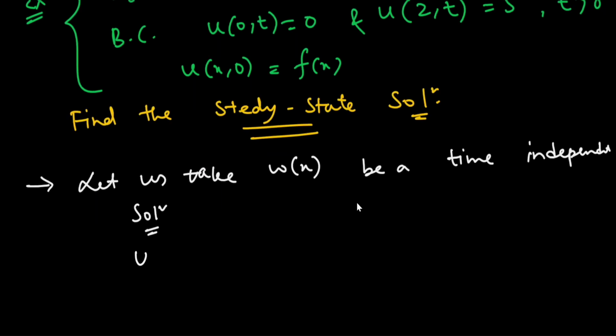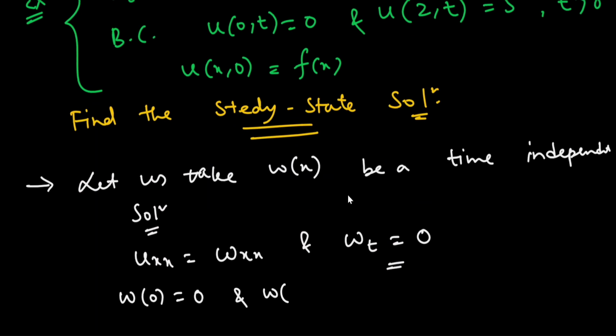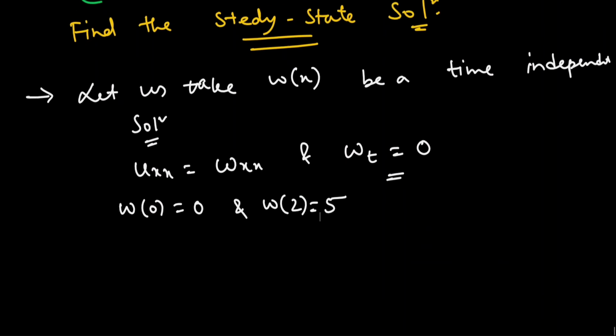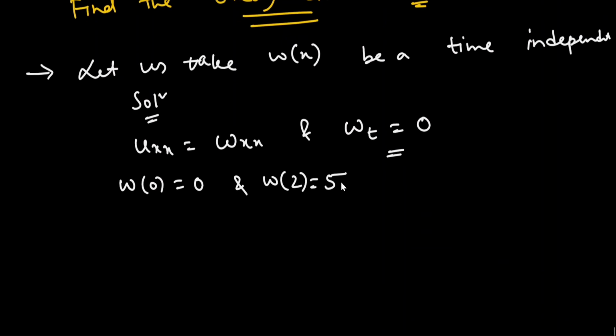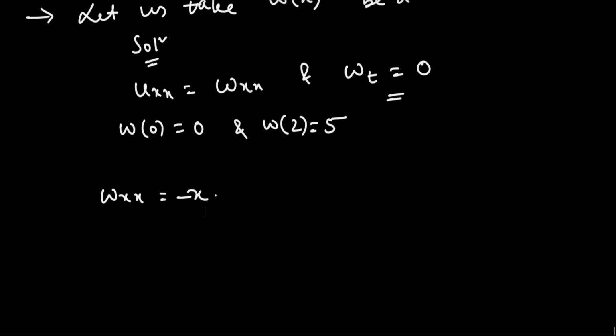So we can write u_xx is equal to w_xx, and w_t is equal to 0, since w is time independent. And also the boundary condition reduces to w at 0 equal to 0 and w at 2 equal to 5. This is the boundary condition. Therefore if we put these values in the given equation, then we find w_xx is equal to minus x.